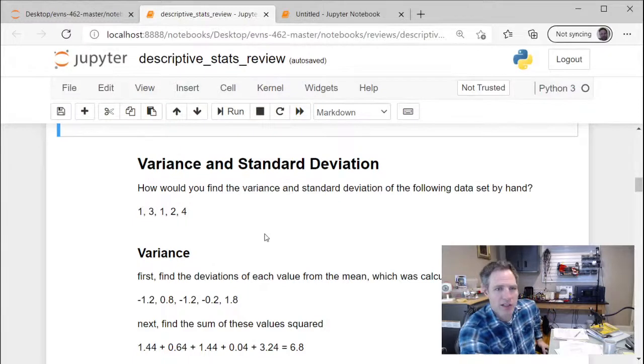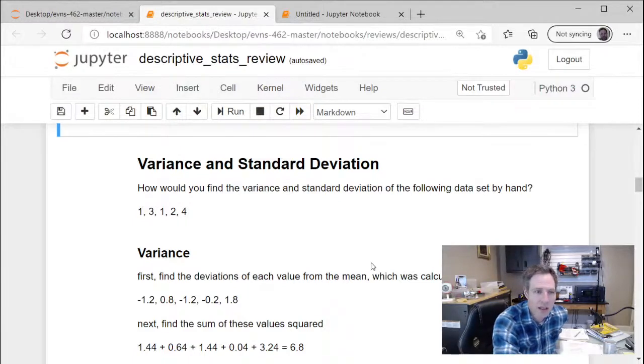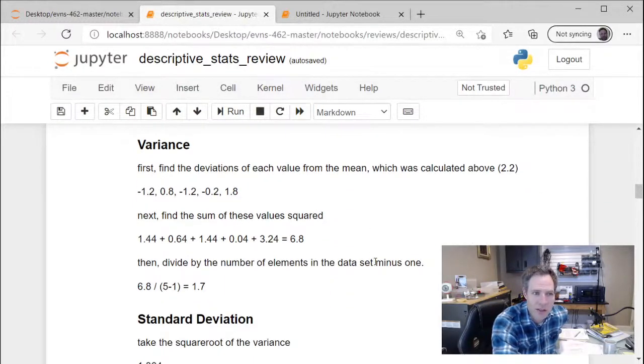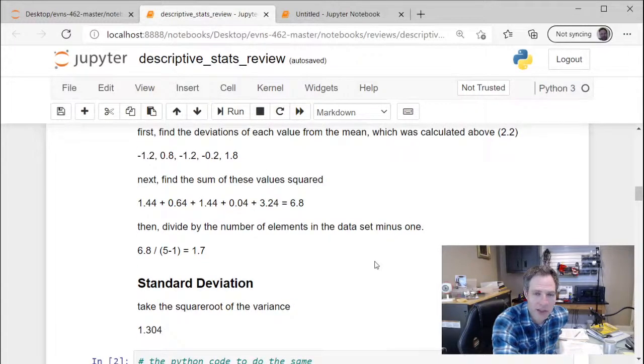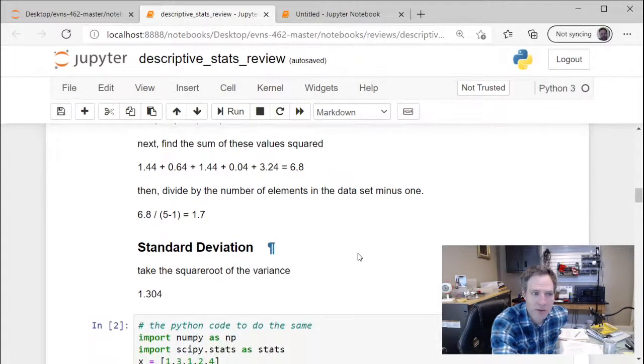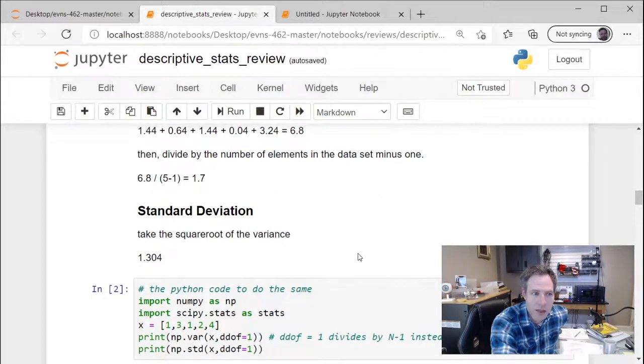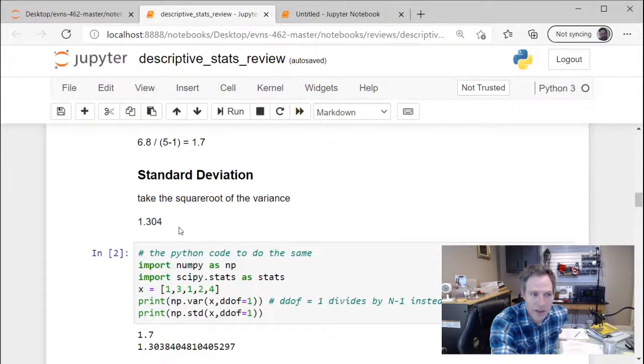How would you find the variance and standard deviation of this data set? First, find the deviations of each value from the mean. Then square these values and sum them up. Then divide by the number of elements in the data set minus 1. And then take the square root to find the standard deviation.